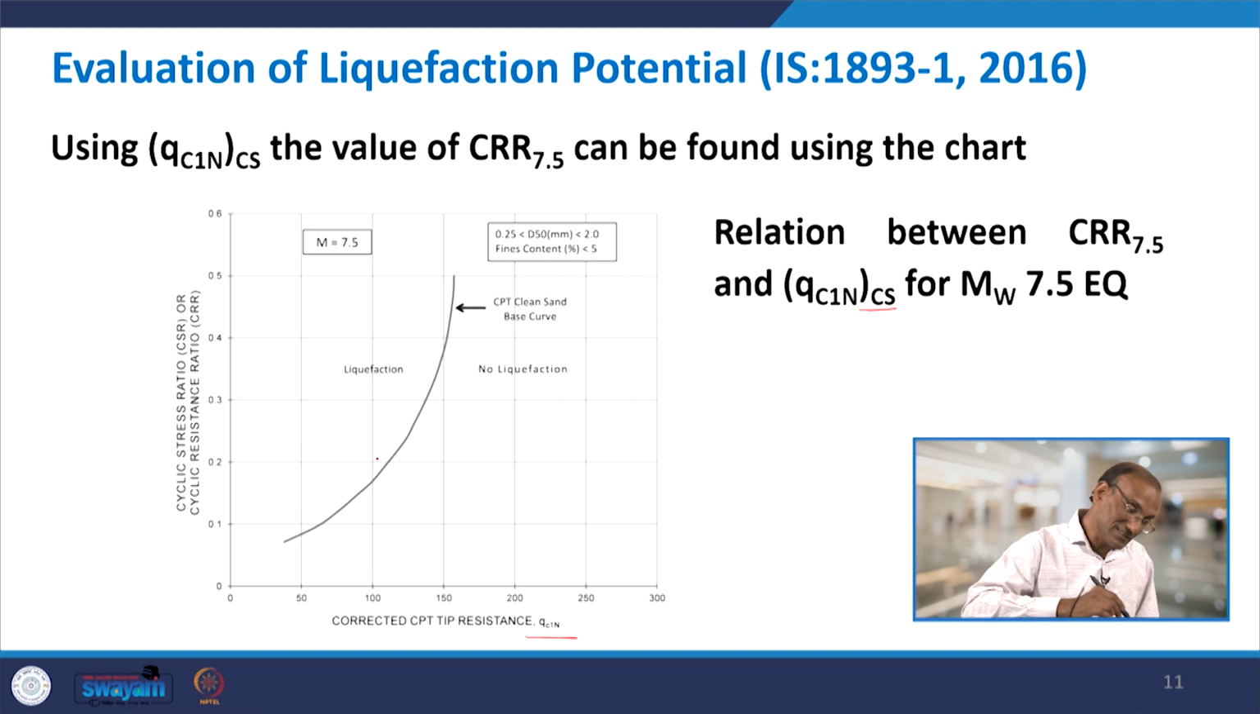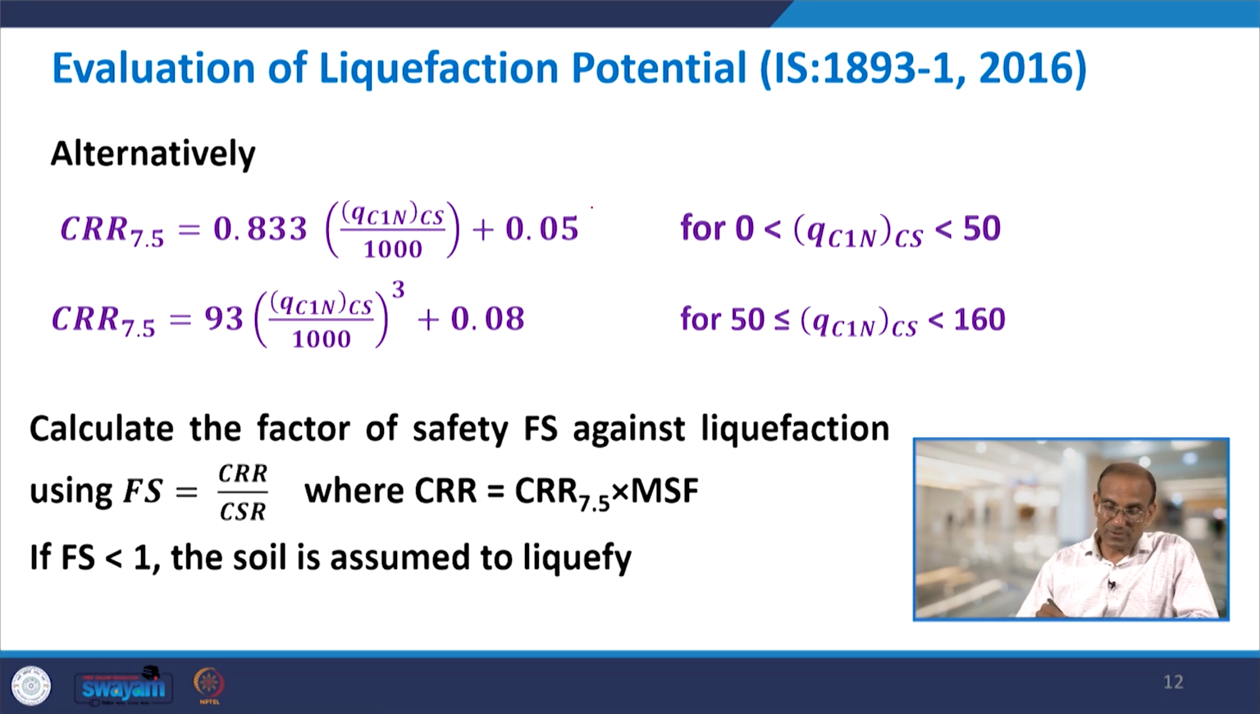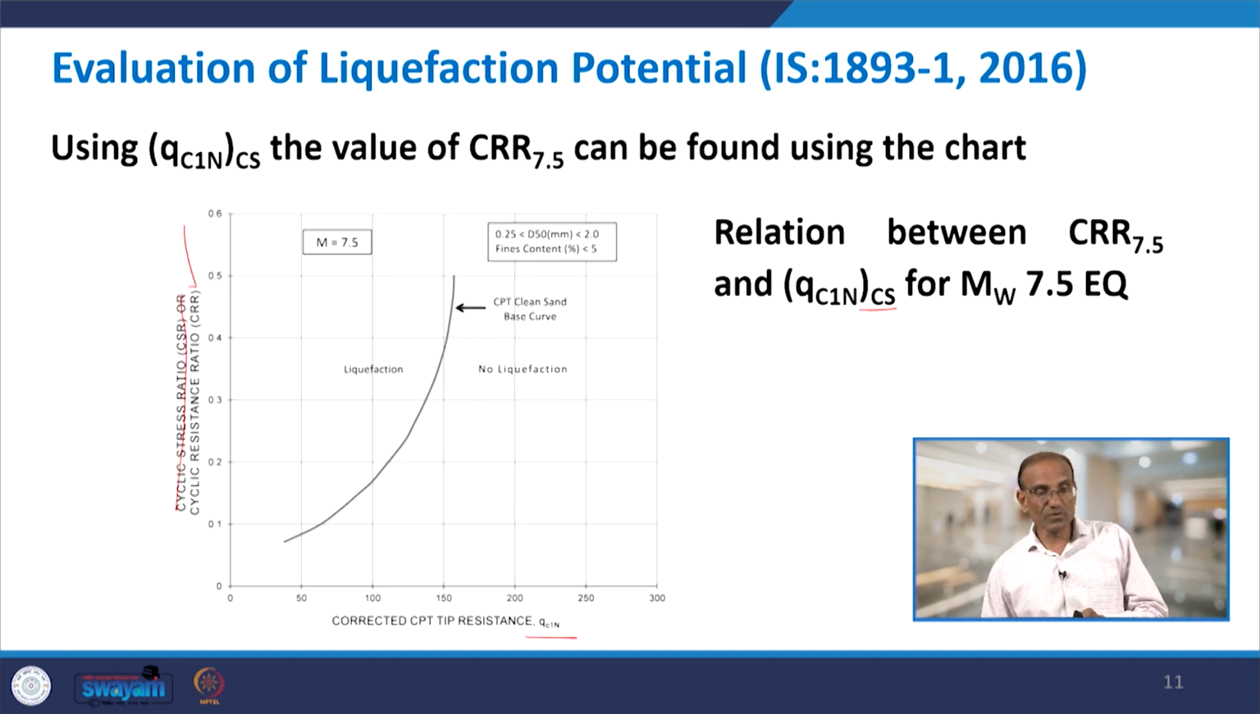from this chart. Again in this chart we will use CRR only, we will be going with CRR rather than CSR, and this chart is developed for a magnitude 7.5 earthquake, as was the case before. So using this chart you can read the value of CRR 7.5. But alternatively, if you do not have this chart, we can use these equations to calculate CRR 7.5. The top equation is used when your Qc1n Cs is between 0 and 50. But if Qc1n Cs is between 50 and 160, then you use this one.